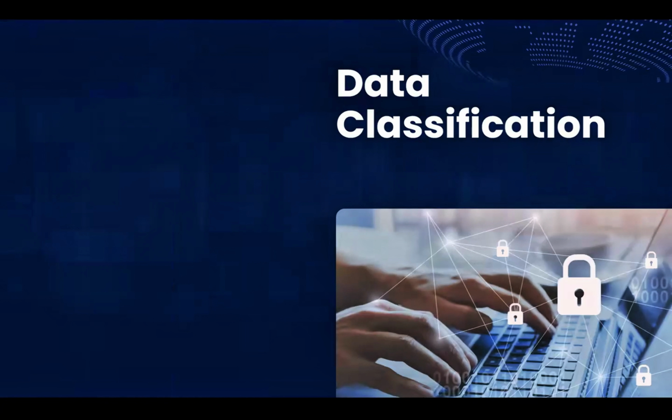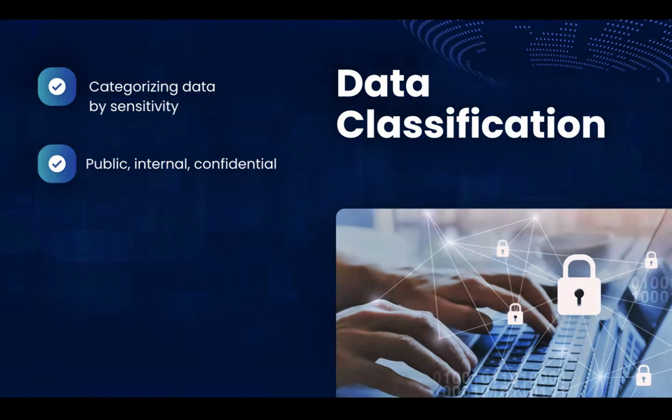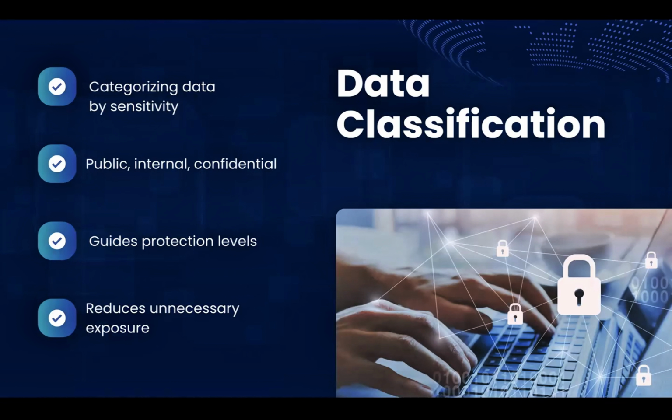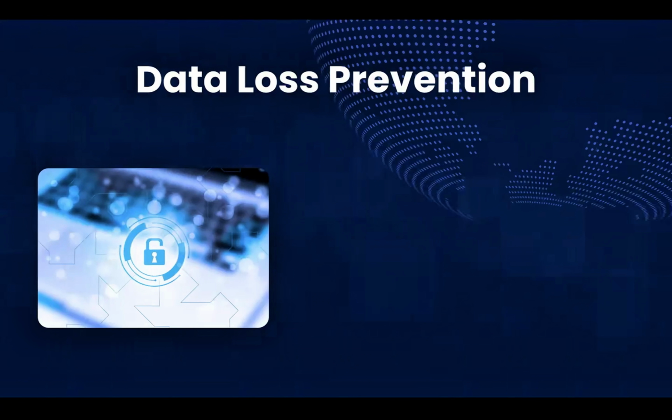Now, let's consider data classification. I want you to know that not all data needs the same protection level. Data is categorized by sensitivity. Examples include public, internal, confidential, sensitive, and many others. These classifications guide how data is handled, so it guides the protection level, and it also helps reduce unnecessary exposure.